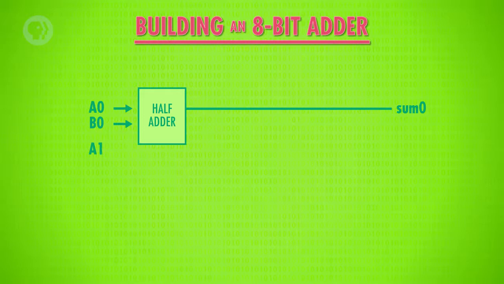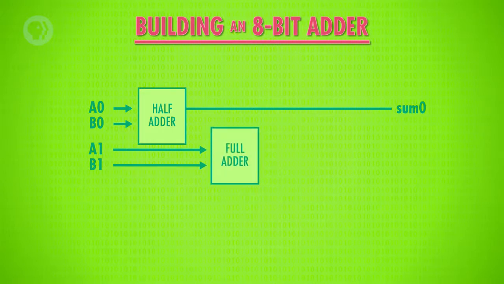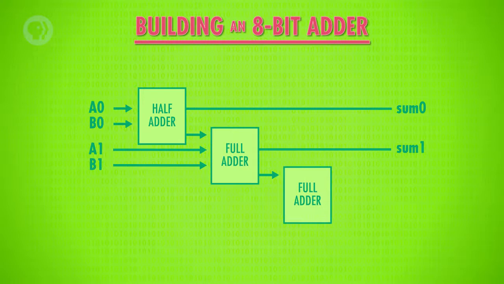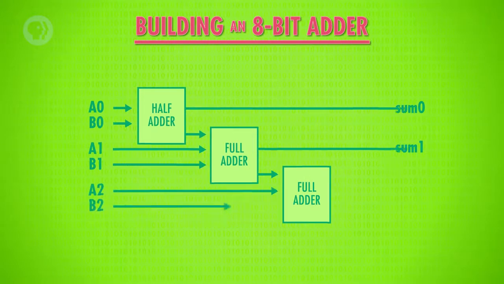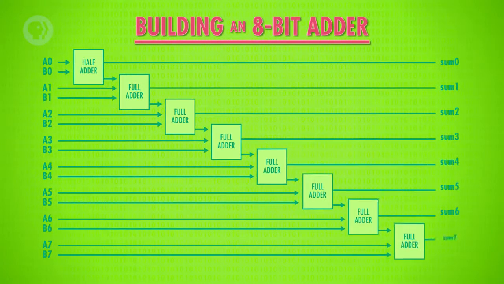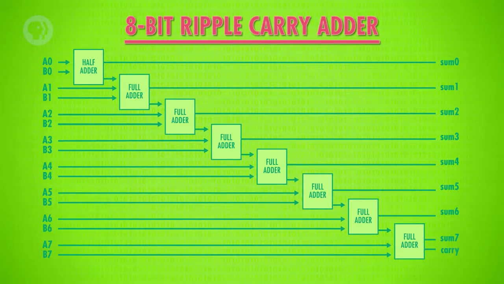Now we want to add A1 and B1 together. It's possible there was a carry from the previous addition of A0 and B0. So this time we need to use a full adder that also inputs the carry bit. We output this result as sum 1. Then we take any carry from this full adder and run it into the next full adder that handles A2 and B2. And we just keep doing this in a big chain until all 8 bits have been added. Notice how the carry bits ripple forward to each subsequent adder. For this reason, this is called an 8-bit ripple carry adder.